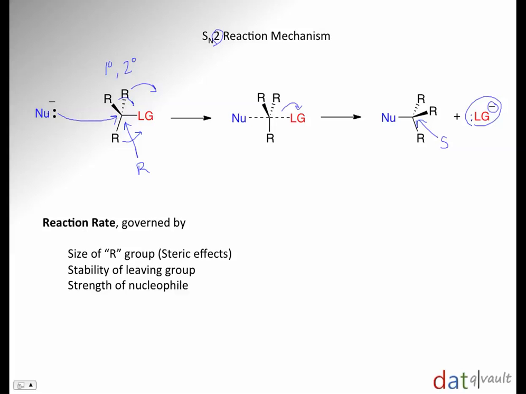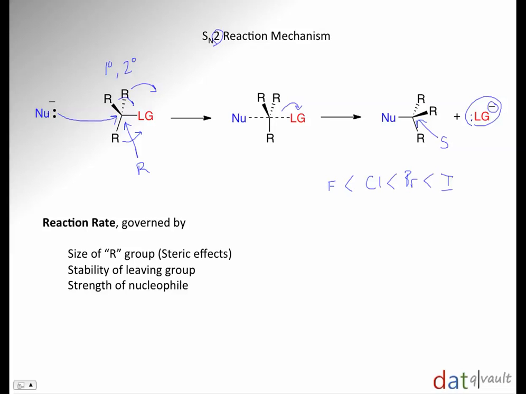So, for instance, if our leaving group is some sort of a halogen, iodine is going to be a better leaving group than bromine, which is going to be a better leaving group than chlorine, which is going to be a better leaving group than fluorine. And of course, this is directly attributed to the fact that iodine is a larger atom, it's more polarizable, and it can better stabilize the negative charge once it leaves.